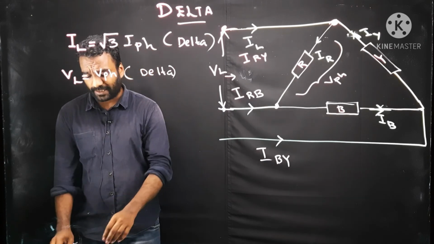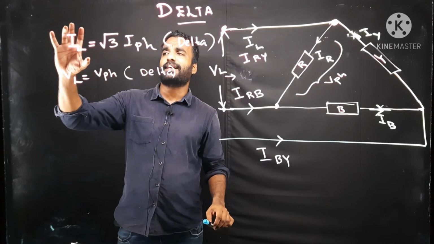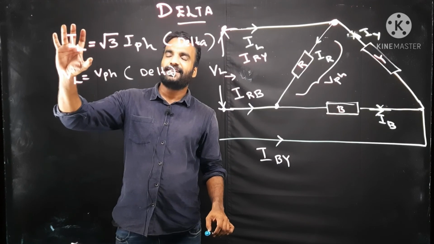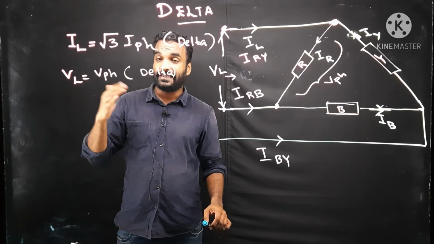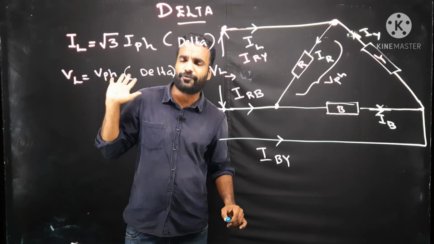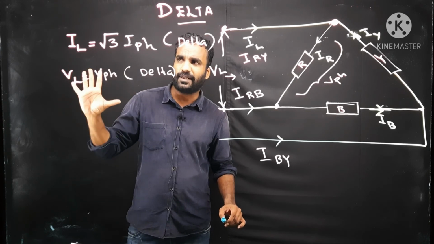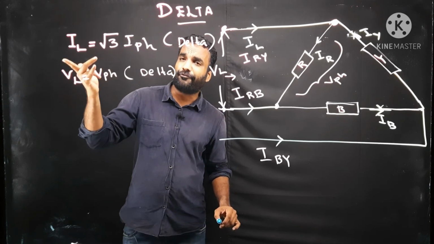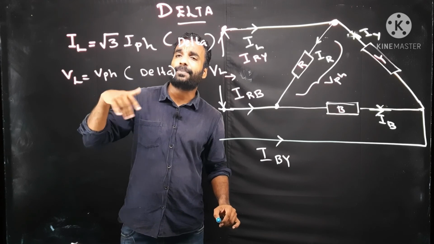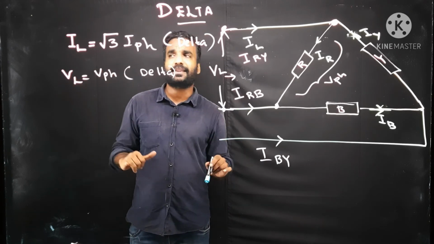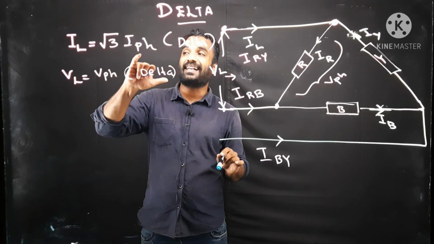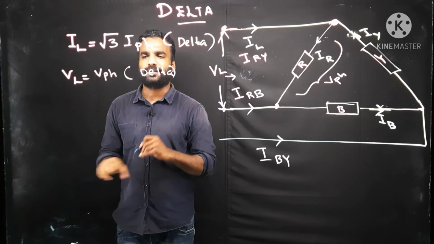V line is equal to V phase in case of delta. So if you want the figure, you can draw I_R, I_Y, I_B, that figure. Then you can find I_RY. Just same as what I did before in the last derivation of star. In star we draw phase voltages and we obtain line voltage, but in delta you can draw phase currents and you can obtain line current.